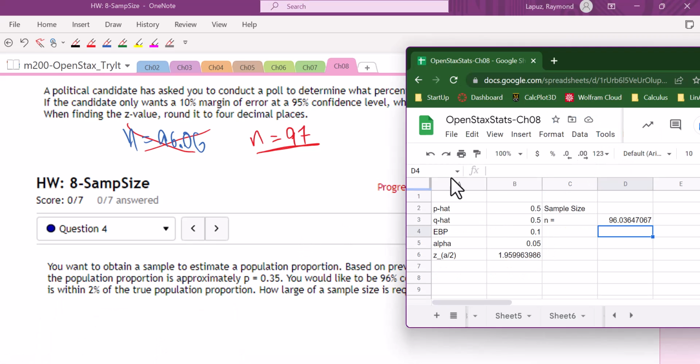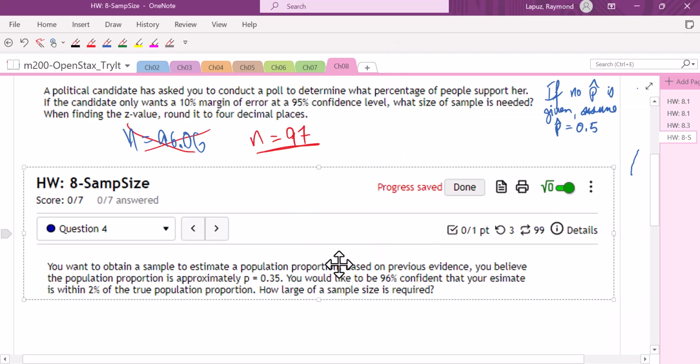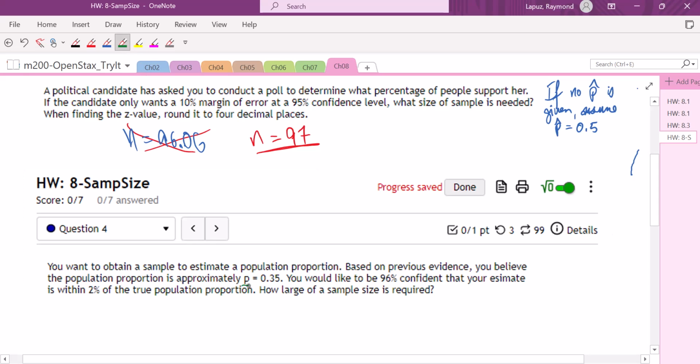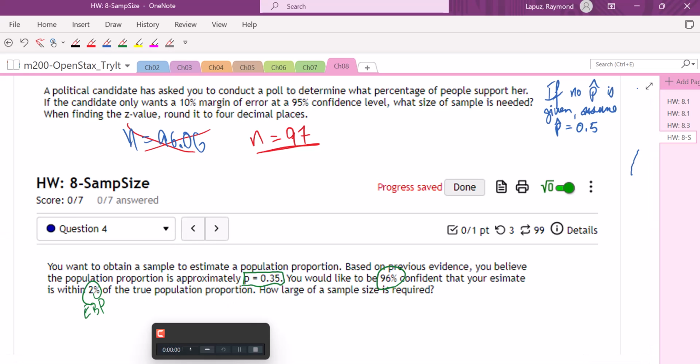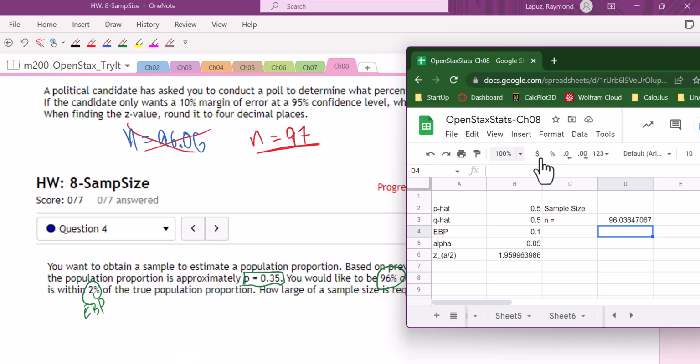So we'll look at this. Well, let's see. We have our given proportion in this particular problem, p is equal to 0.35. And we'll need to change the critical z value, and we'll need to change the error bound, EBP, error bound for the proportion. Okay, so let's go ahead and do that here. Since we have this already set up, remember all we have to do is change the p hat, and then change the alpha, and then everything else should automatically change for us.